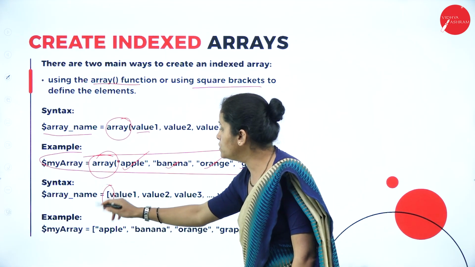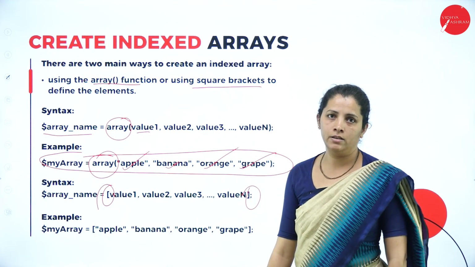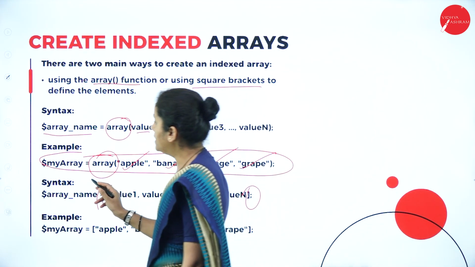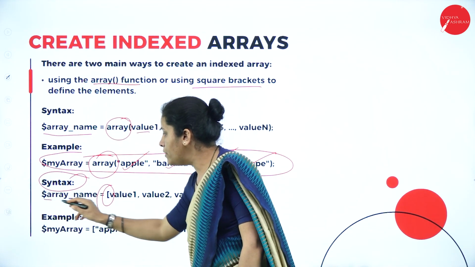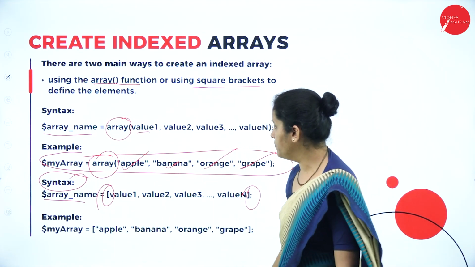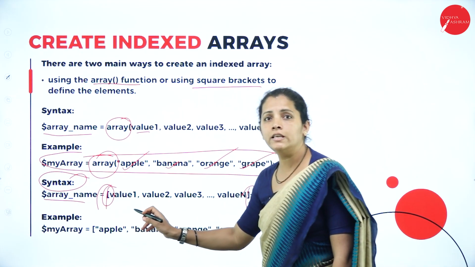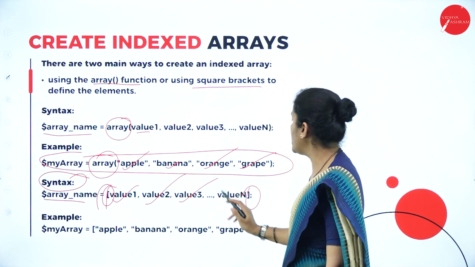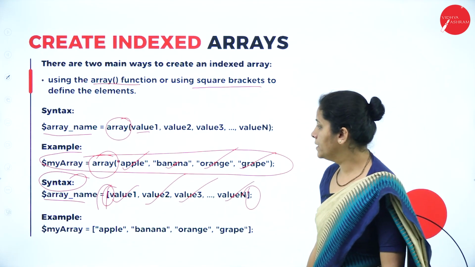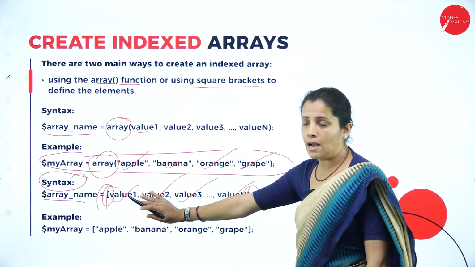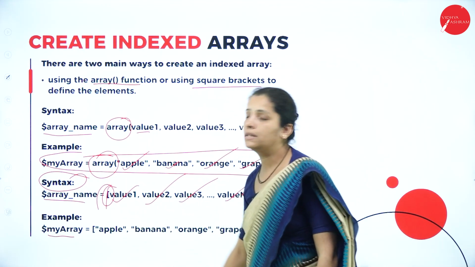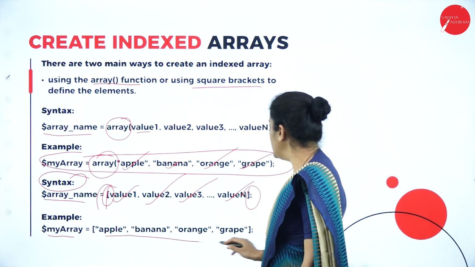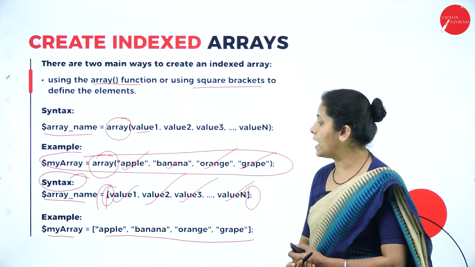Now, let me discuss another way to create an array, that is by using square brackets. Now, let's discuss the syntax here. First, I must have the array name, and I'm going to start with the square bracket. I'm going to have value 1, value 2, value 3 and value n. Now, let me discuss the example here. What is my array name? That's nothing but myArray itself. Now, how many elements do I have? I have 4 different array elements.